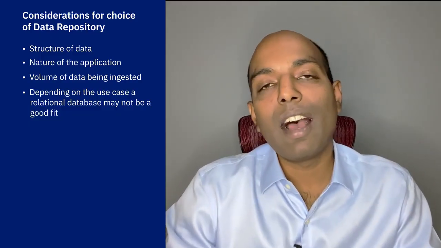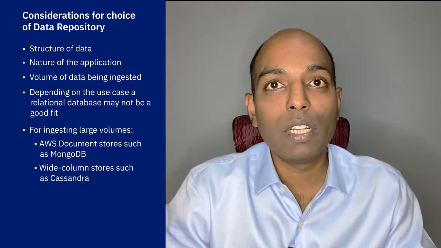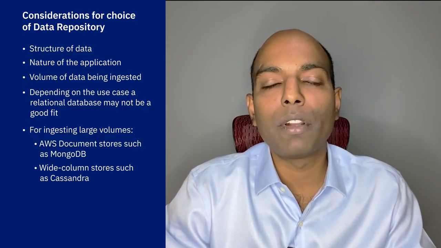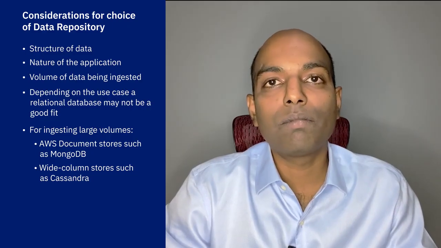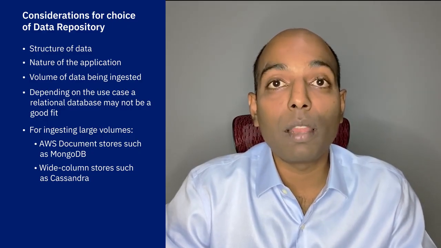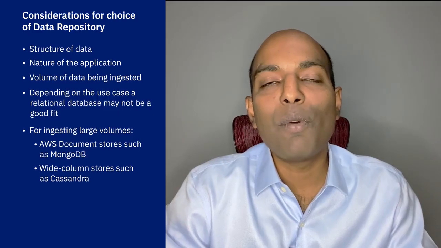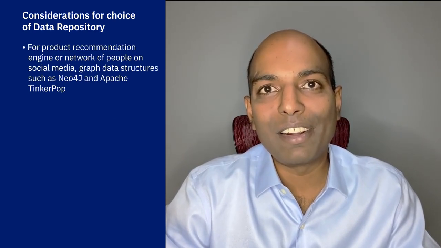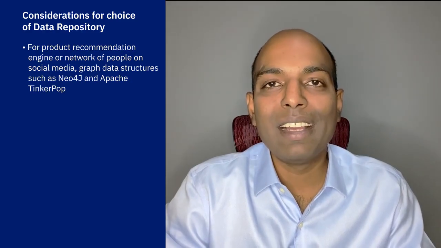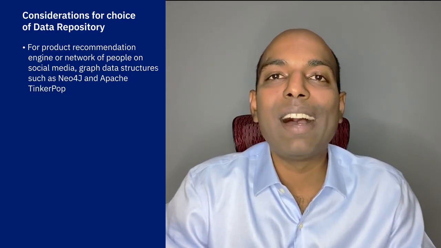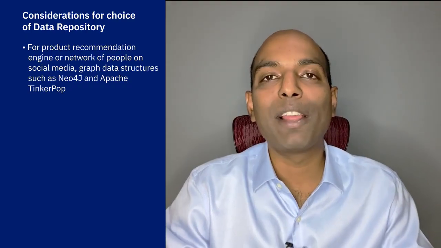In those cases, depending on the use case, for example, if you're ingesting gigabytes or terabytes of data per day, then document stores such as MongoDB or wide column stores such as Cassandra might be a good fit for you. At the same time, if you're trying to build product recommendation engines or trying to show the network of relationships between different people on social media, then graph data structures such as Neo4j or Apache TinkerPop would be an ideal fit for you.